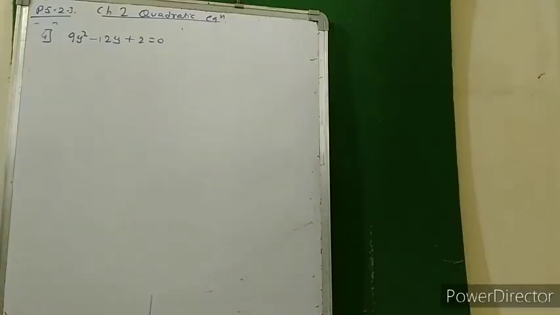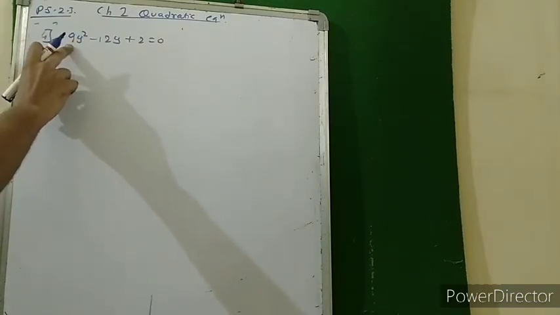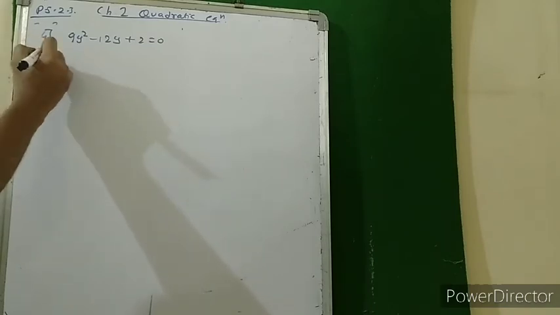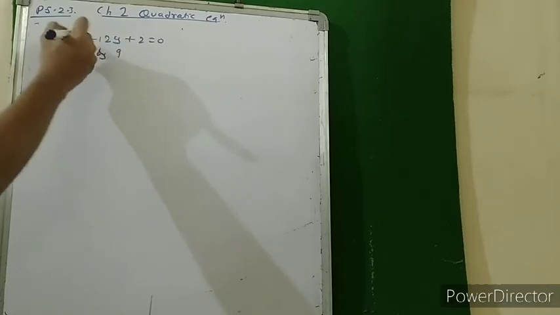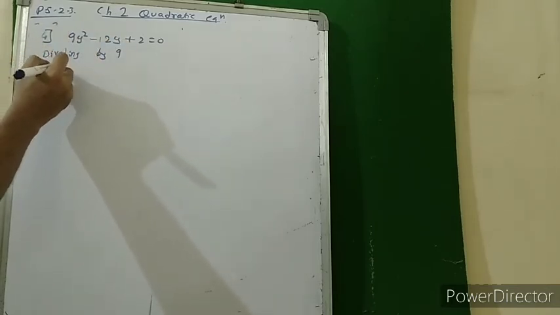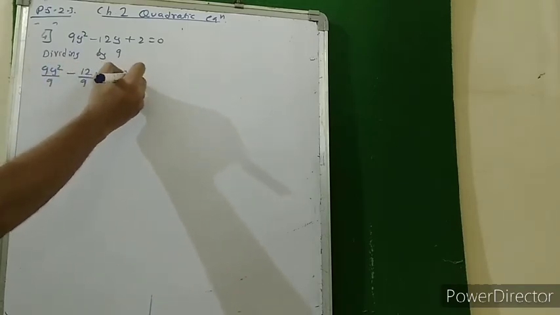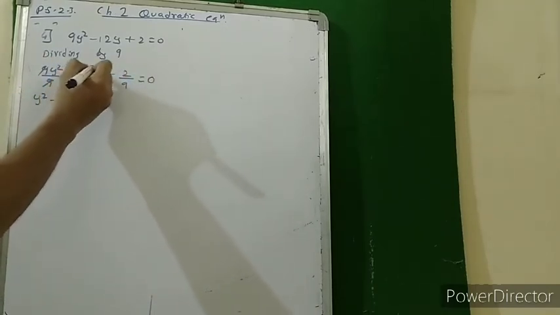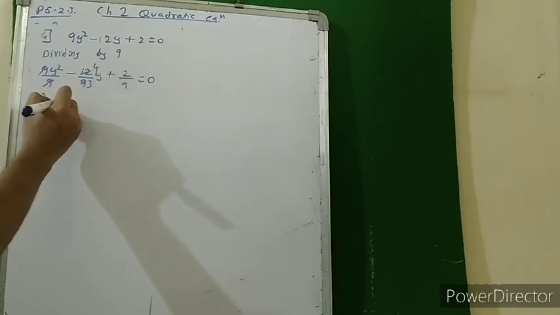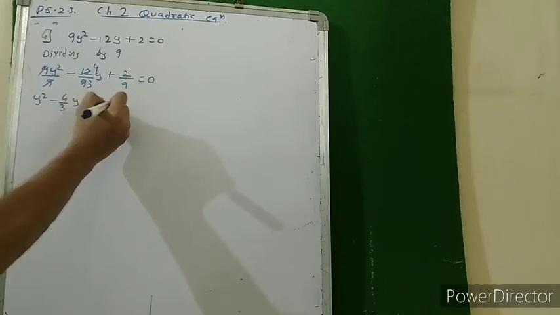Okay, the next sum, the fourth one, is 9y square minus 12y plus 2. First of all, the coefficient of y square should be 1. To bring 1 over here, I will divide by 9. So 9y square upon 9, 12 upon 9y, 2 upon 9 is equal to 0. 9 cancel, we have y square minus 4 upon 3y plus 2 upon 9 is equal to 0.